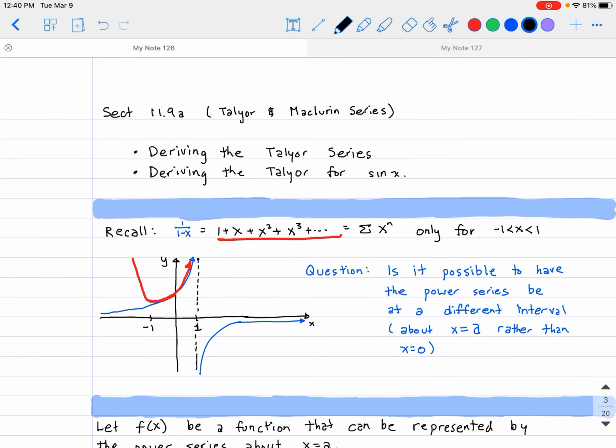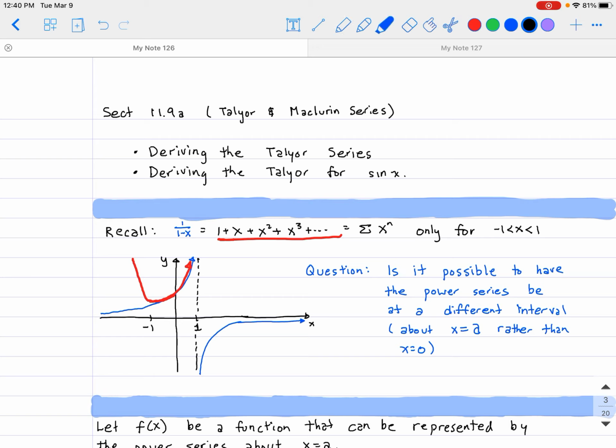Hello and welcome back, everybody. Today in calculus, we're going to be talking about how to create a power series out of a function that you are given, or, to be more specific, it's called a Taylor series and also a Maclaurin series. So that is going to be this section.